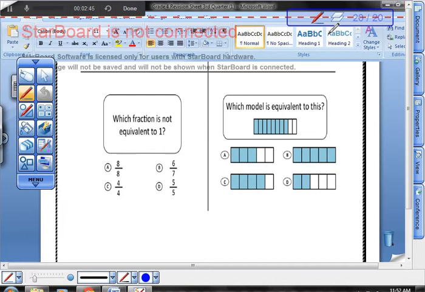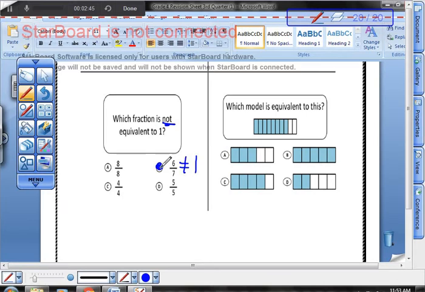Here we have which fraction is not equivalent to 1. Not. Read well, okay? We have 8 out of 8, which is 1. 4 out of 4, which is 1. 5 out of 5, which is 1. The only one which is not equal to 1 is 6 out of 7. And this is a proper fraction. It means it's less than 1, because the numerator is less than the denominator. So this is the correct answer, which is not equivalent to 1.